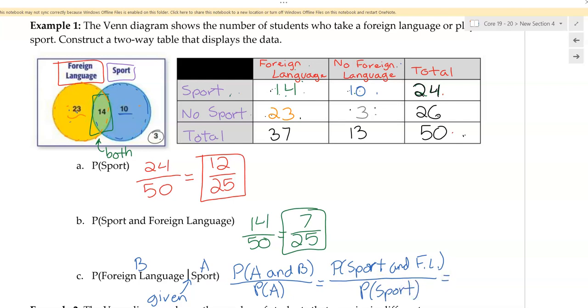Well, if you look, we already found these things. The probability of sport and foreign language was 14 out of 50. The probability of sport was 24 out of 50. So we cross out our 50s, 14 out of 24, which does reduce to 7 out of 12. Okay.